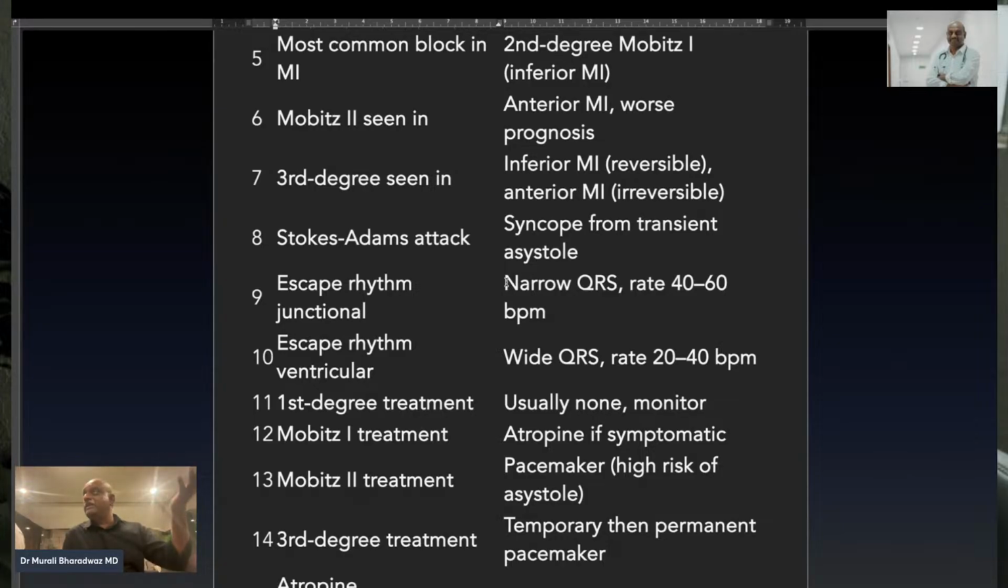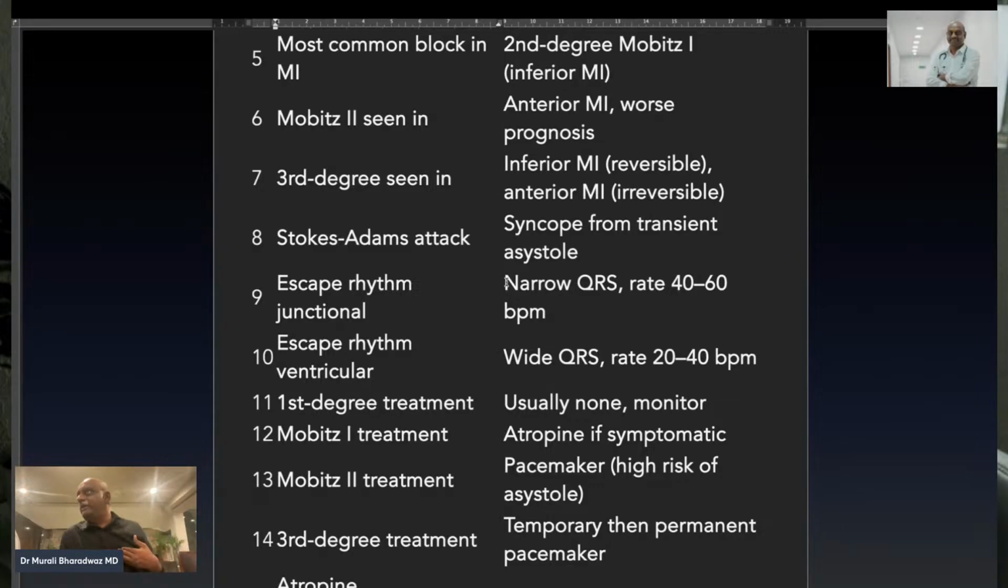And it has a worse prognosis because we don't know when cardiac arrest will occur, when complete heart block will occur. Then third degree is seen in inferior wall MI, but that is reversible. In inferior wall MI, any third degree complete heart block is reversible.